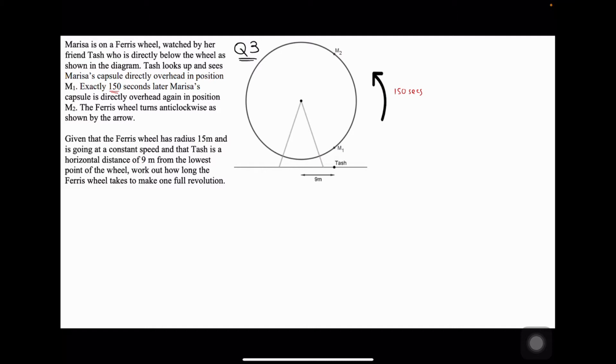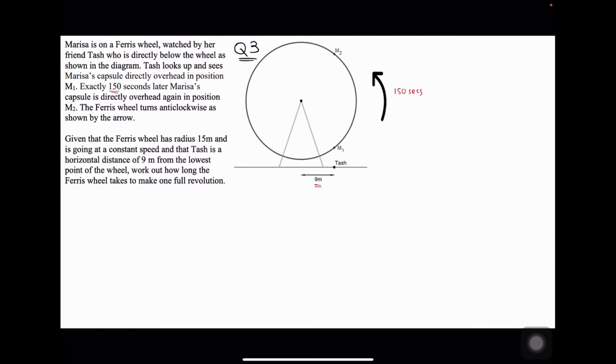Okay, cool. Given that the Ferris wheel has radius 15, now this is quite important, and it's going at constant speed, that Tash is at a horizontal distance of 9 meters, and they've denoted that here. Work out how long the Ferris wheel takes to make one full revolution. So, how long does it take to make one full revolution?